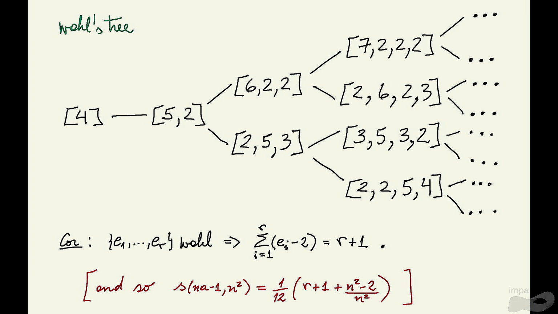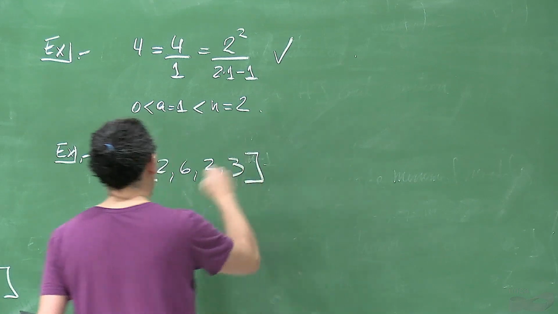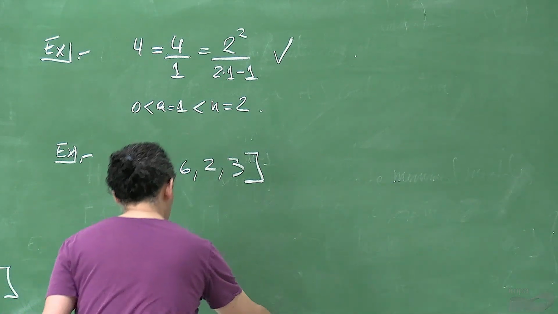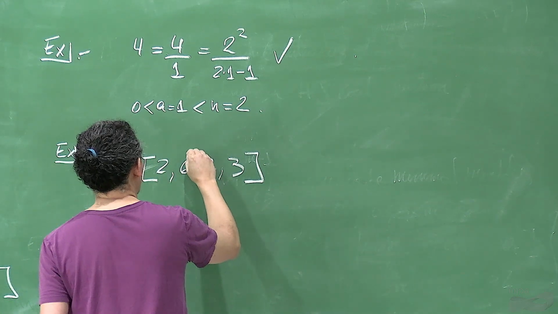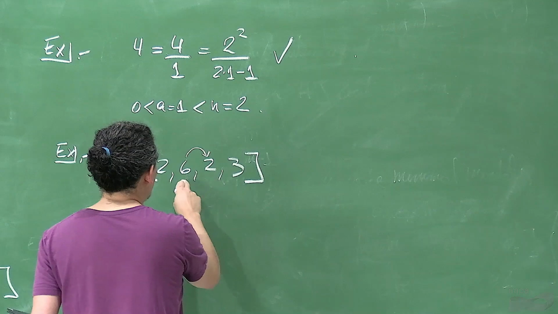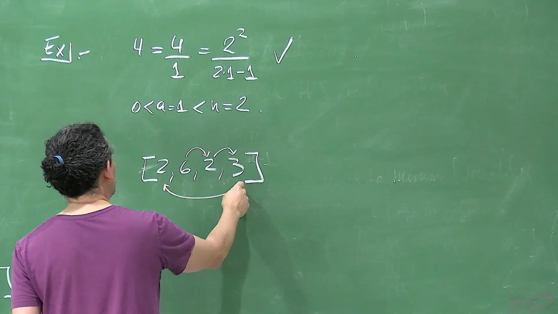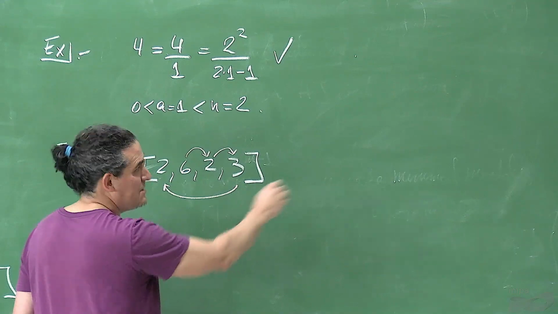Okay, the example. Say I take this 2, 6, 2, 3. And you don't want to compute the continuous fraction. You want to compute n and a without computing the continuous fraction. So this is the algorithm. You obtain this chain by adding 2's to the right, jumping like this. So you start with 4, you go to 5, 2, then you go to 6, 2, 2, so you jump again. And now you go from this 2 to this other 2, so this becomes 3. This is the process, this is the algorithm.